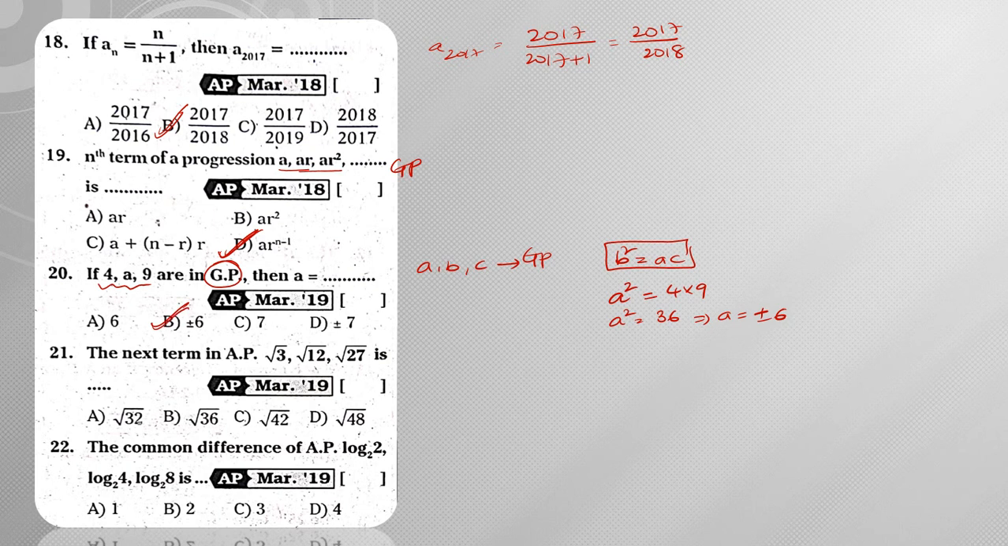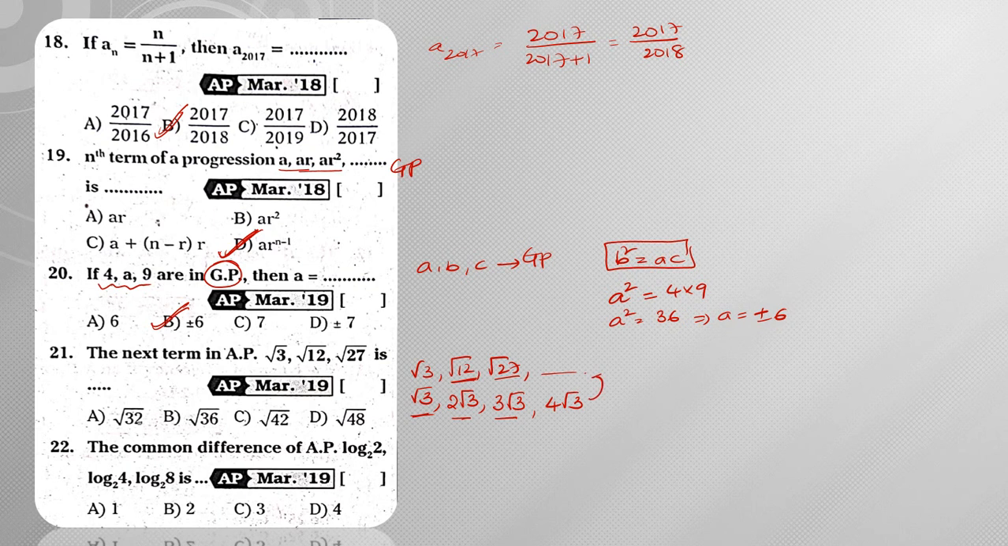Next, the next term of root 3, root 12, root 27 is. Now if you observe this carefully, I can write this as root 3, root 12. Root 12 is 4 into 3, so the square root of 4 can be taken out as 2 root 3. Next, root 27 I can write as 9 times 3, so the square root of 9 is 3, giving 3 root 3. That means clearly it is root 3, 2 root 3, 3 root 3. So the next one will be 4 times root 3.